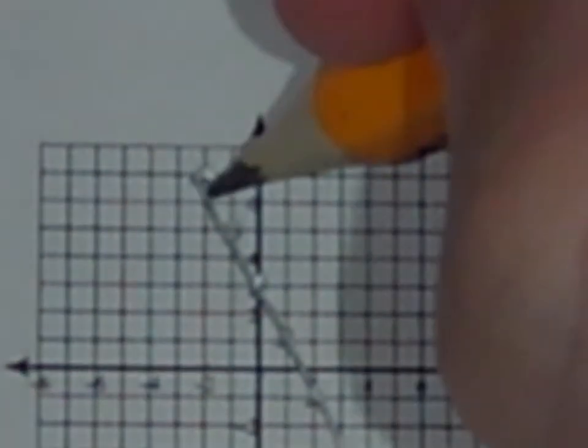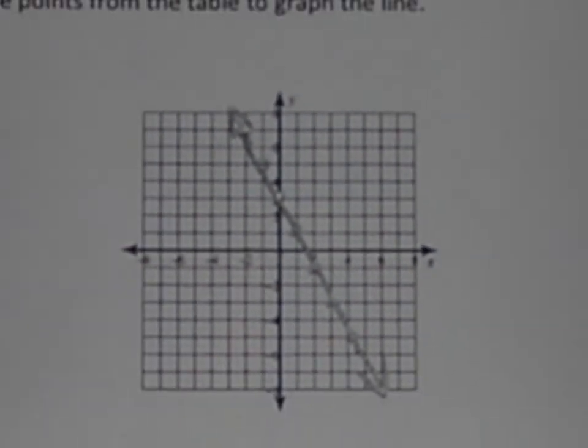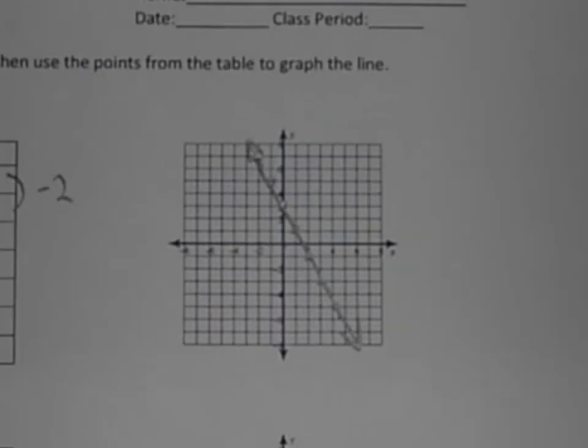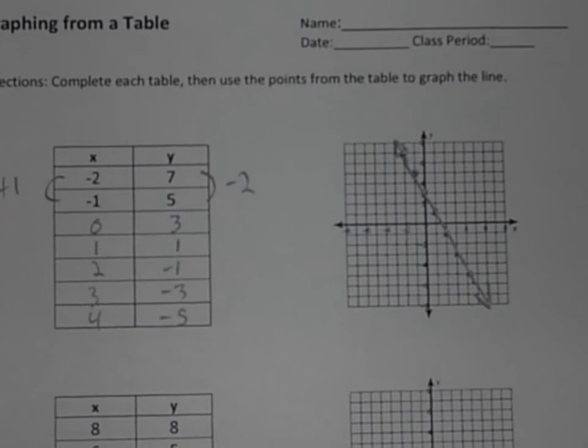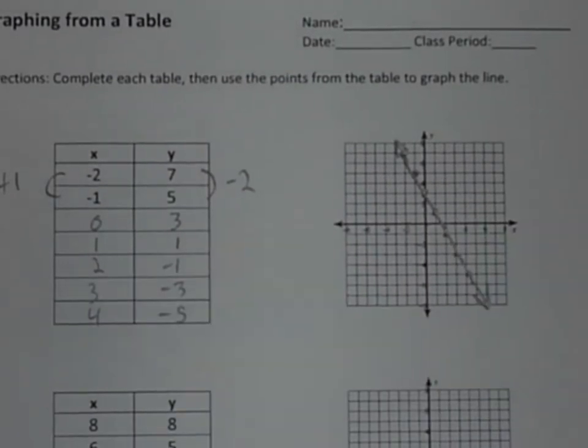Okay, and we're just going to continue that line to the edges of the graph so that we have a nice linear line. Okay, zoom back out here so you guys can see I matched those points and graphed them on the graph there. Okay.